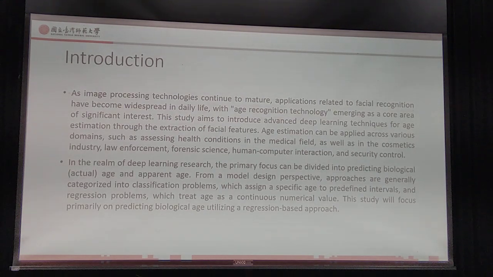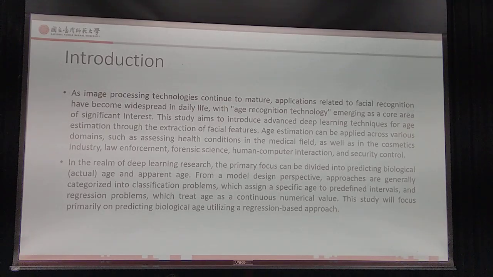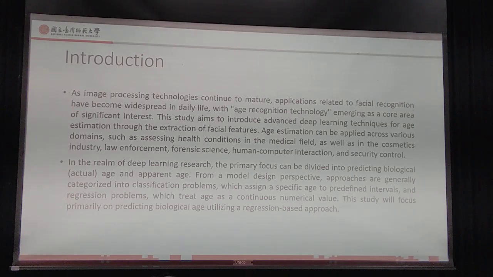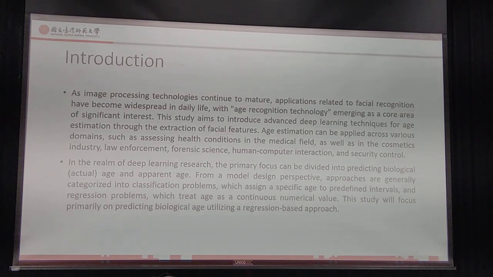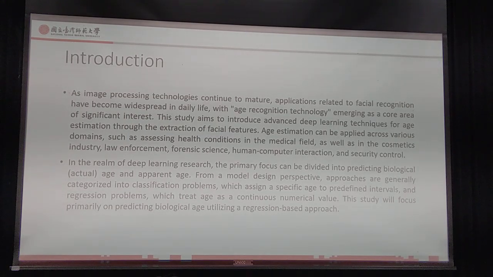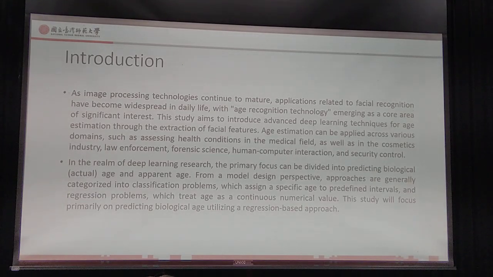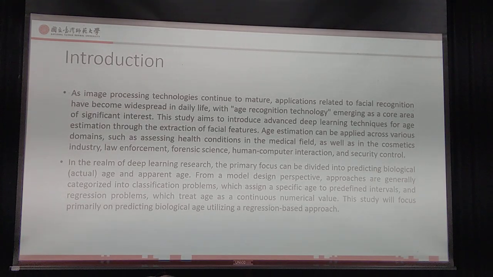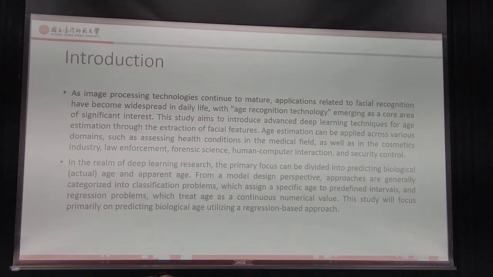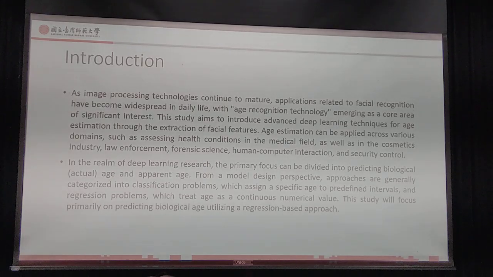In the realm of deep learning research, the primary focus can be divided into predicting biological age and apparent age. From a model design perspective, approaches are generally categorized into classification problems, which assign a specific age to predefined intervals, and regression problems, which treat age as a continuous numerical value. This study will focus primarily on predicting biological age utilizing a regression-based approach.